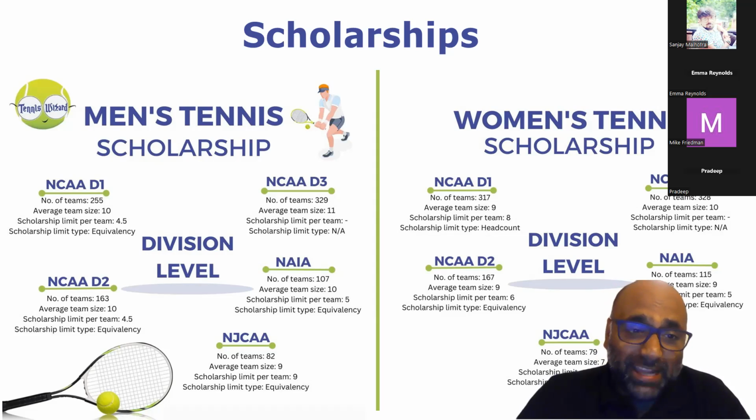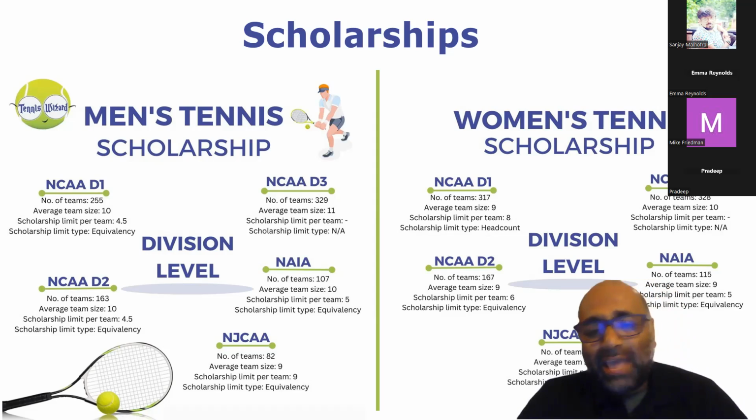Now I'm going to shift to the men's side. The men's side does not have any headcount. It's all equivalency scholarship across all the divisions. So if you look at a Division 1, like any of these top colleges that you hear, right, from Stanford to Florida, everybody knows Florida now, right? Ben Shelton, look at the guy. He played for Florida first year. He was barely making the lineup. He was 6'7".